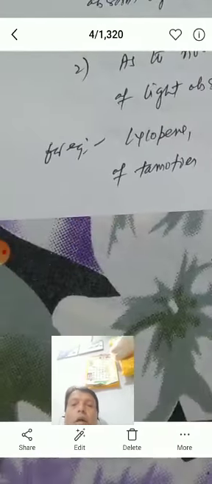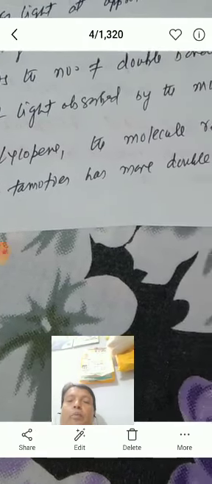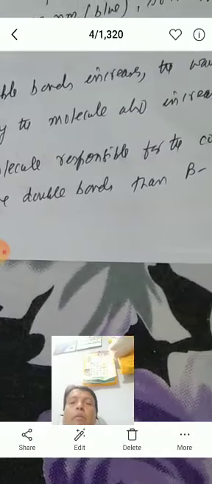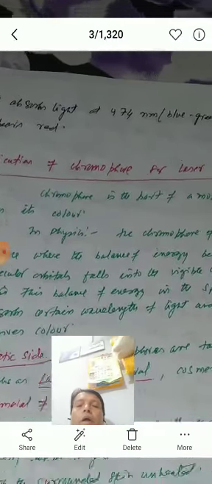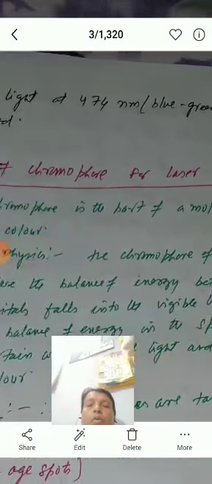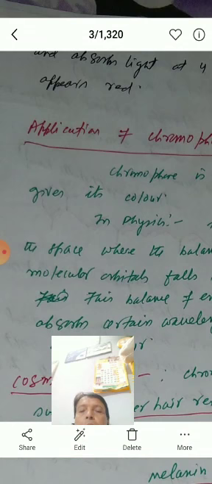As for example, lycopene. Lycopene is generally found in tomatoes. Lycopene, the molecule responsible for the color of tomatoes, has more double bonds than beta carotene. In this slide, it absorbs light at 474 nanometer, blue-green, so it appears red. That is, tomato appears red.